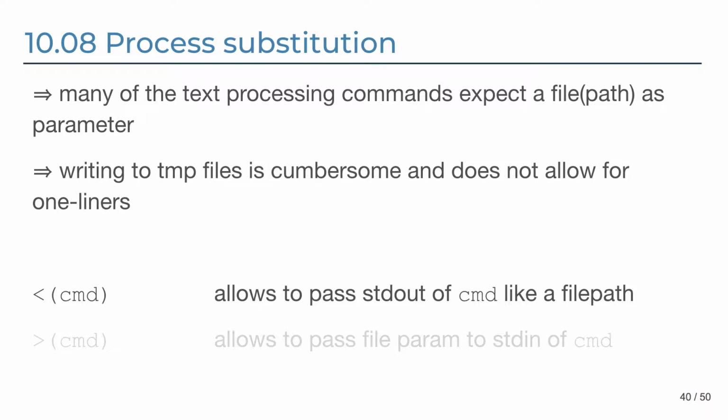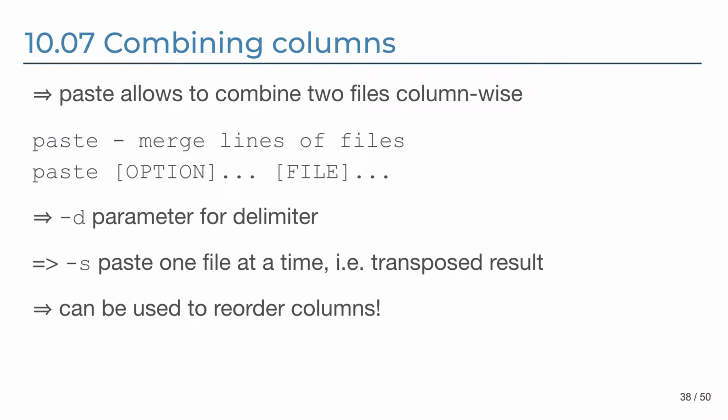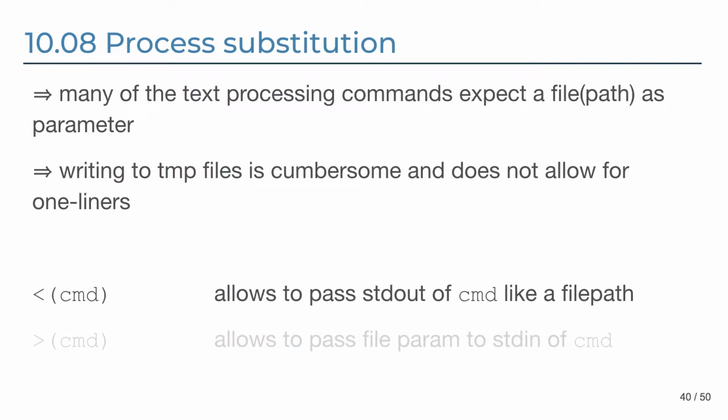What that does is it allows you to pass the standard out of a command like a file path to a program. The reason this is relevant is, when we look at paste, we see it needs a file, so it doesn't accept standard out per se. But sometimes it would be cool if we could just use standard out. So we can use process substitution, which creates a temp file path on the fly and passes that as a file to our command.